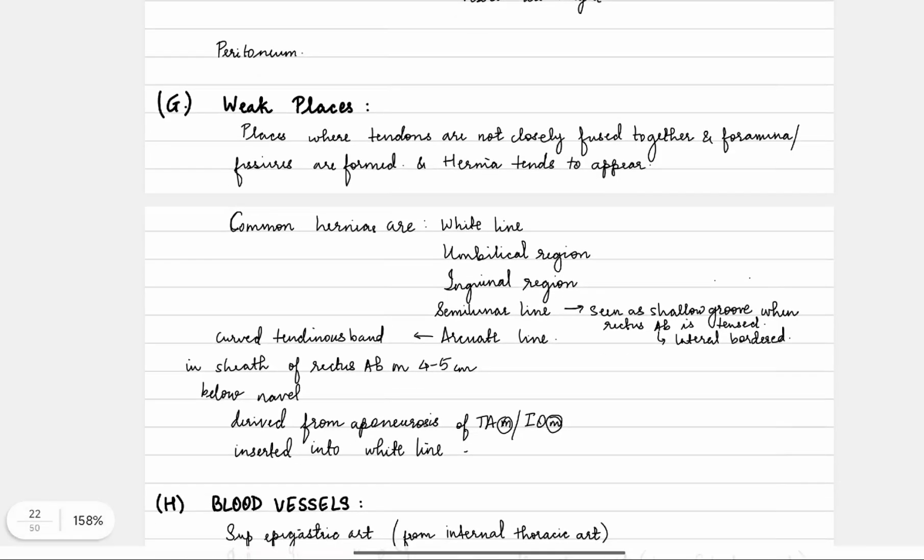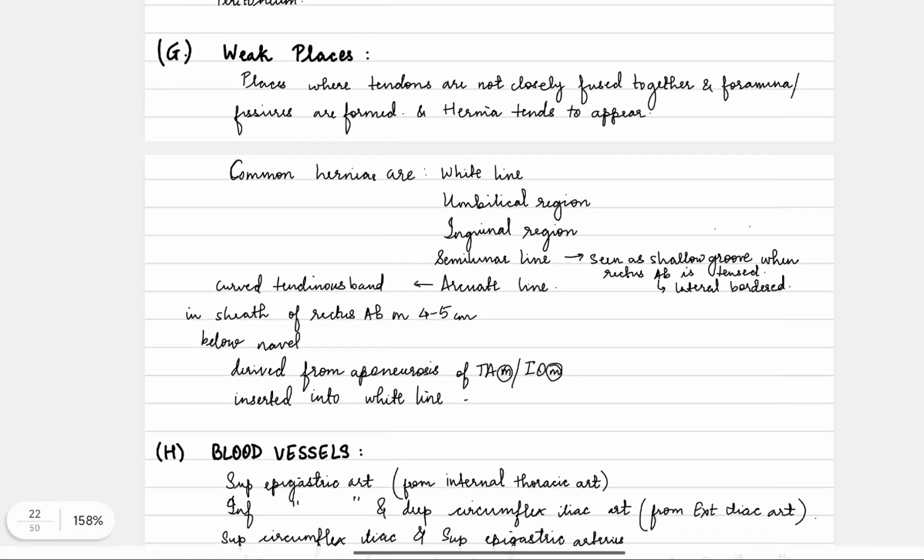Okay. Now what are the weak places? Places where tendons are not closely fused together and foramina or fissures are formed, and hernia tends to appear. Wherever the tendons are not closely fused together and foramina or fissures are formed, in these foramina or fissures the organs might tend to penetrate, which is called hernia. Now what are the types?